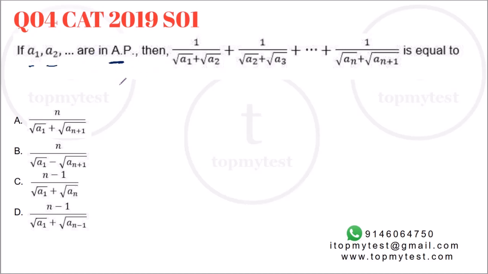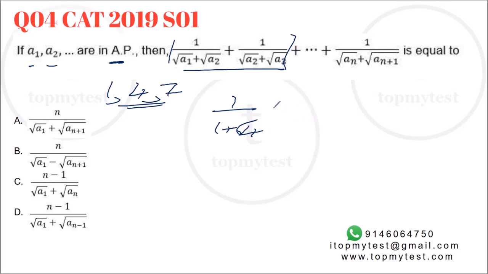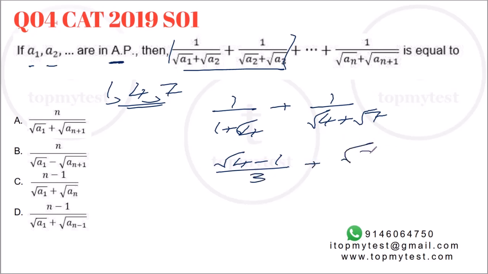Let's take a simple series. Arithmetic progression, say 1, 4, 7. Let's take 3 terms, right? So I'll have to just add the first 2 parts. So it will be 1 by 1 plus root 4 plus 1 by root 4 plus root 7. Right, if you rationalize this, you will get root 4 minus 1 divided by difference will be 3. Similarly, this will be root 7 minus root 4, difference will be 3. Since the difference is 3, I can reduce this. This will be root 7 minus 1.